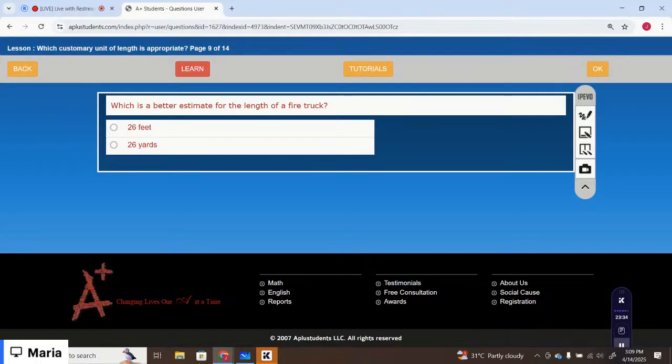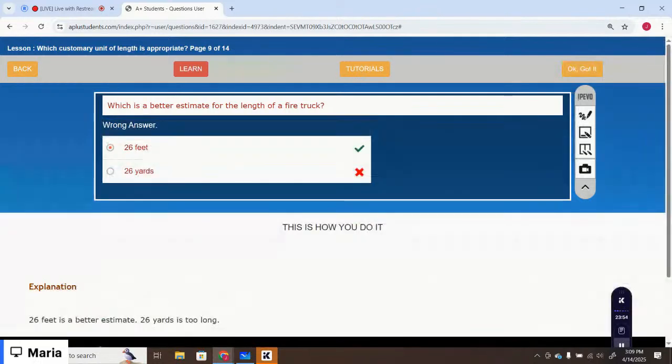Which is a better estimate for the length of a fire truck? That is 26 yards. Option number 2 is the correct option. 26 feet it is.